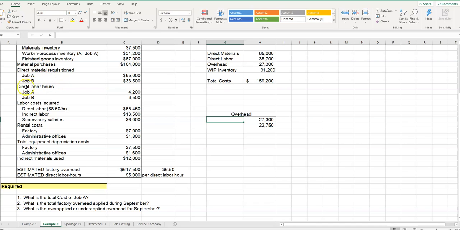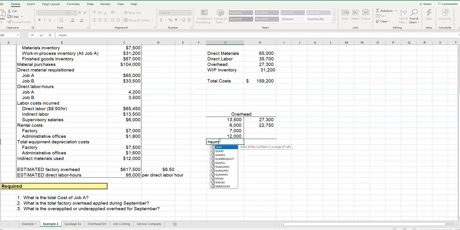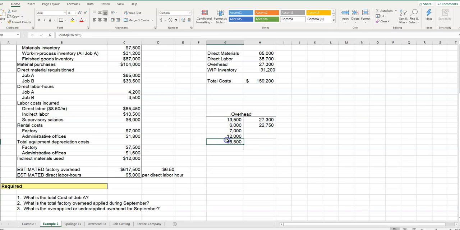We have direct materials, direct labor costs. We have indirect labor. Indirect labor goes into overhead. Supervisor salaries are recorded in overhead. Factory rent is an overhead cost, and indirect materials used. If we sum our credit and debit amounts, we can find out if we over or under applied overhead during the month.